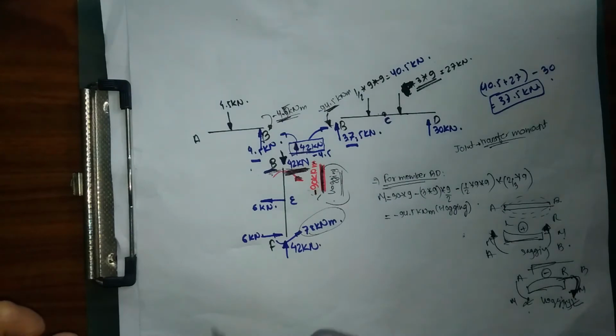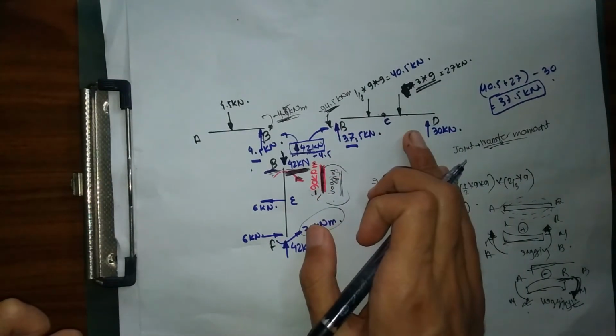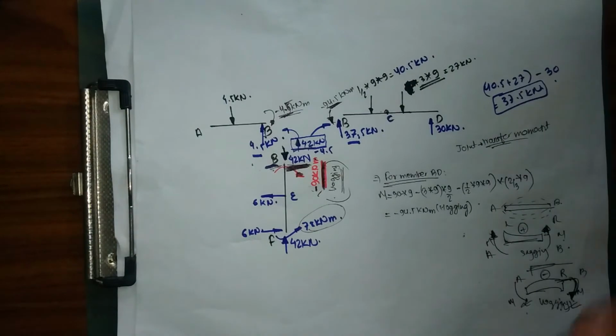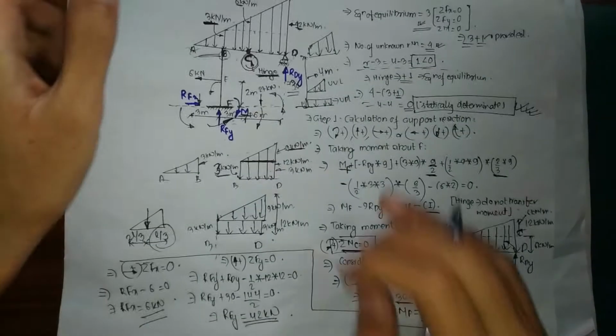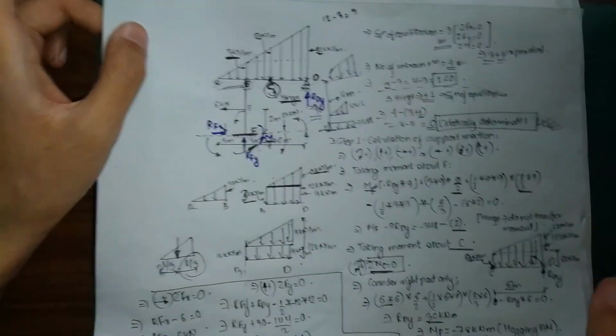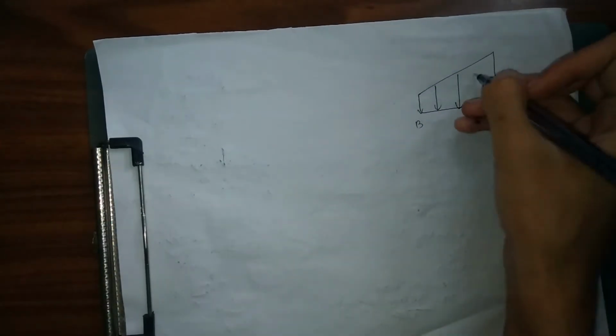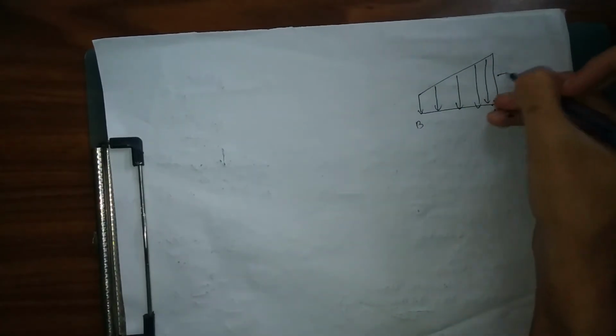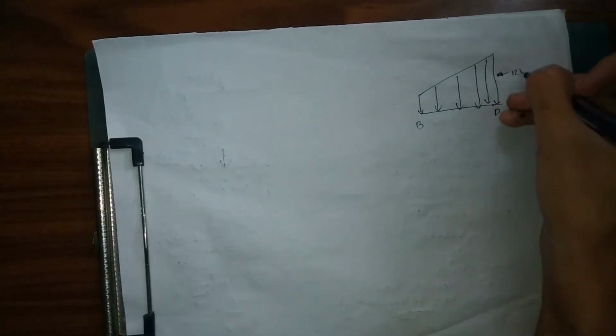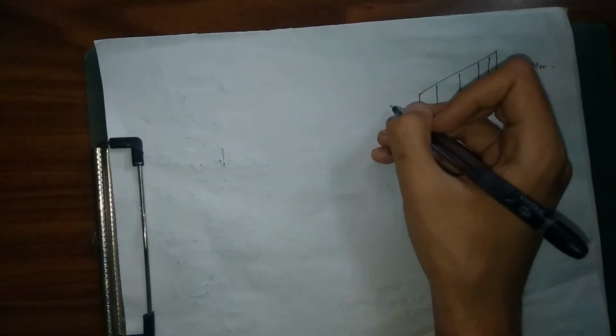Now we are going to consider equilibrium for our member BD and calculate all our forces. So now this is our member BD. First we are going to draw our figure BD. Let me draw my figure BD first of all. Again for our member BD, we have a combination of both UDL and UVL, and at D we have our value as 12 kilonewton per meter, while at B we have our value as 3 kilonewton per meter.